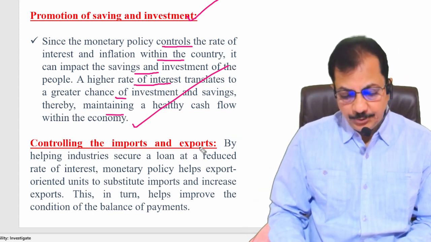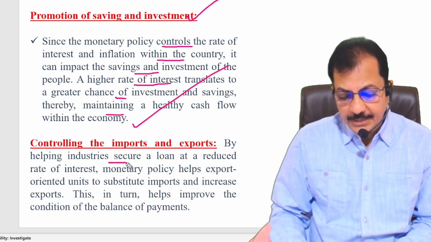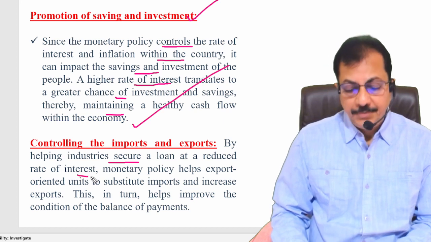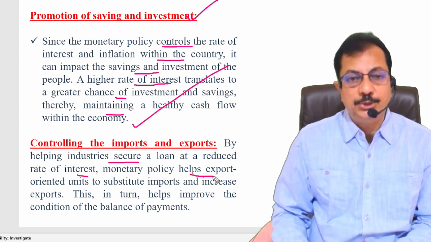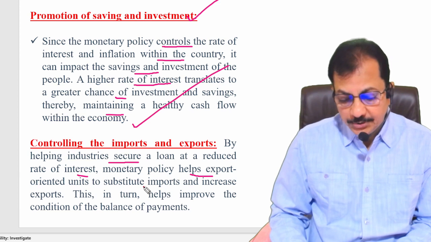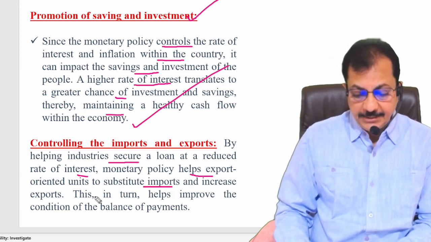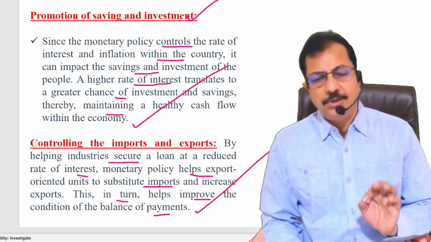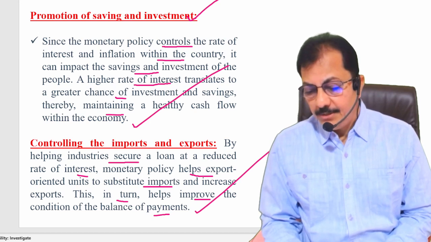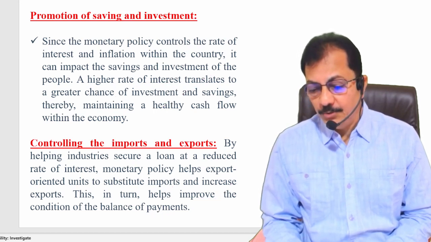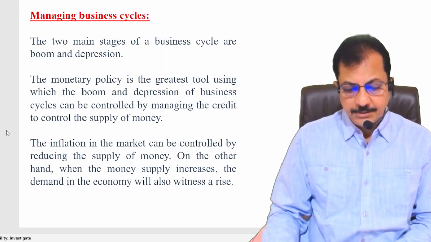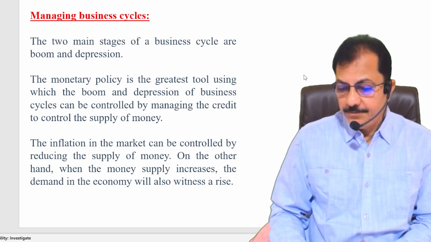Controlling imports and exports. By helping industries secure a loan at a reduced rate of interest, monetary policy helps export-oriented units to substitute imports and increase exports. This in turn helps improve the condition of the balance of payments. So these are all the advantages and benefits with respect to the monetary policy. Some more are there. We'll have a look at this. Look at this now.